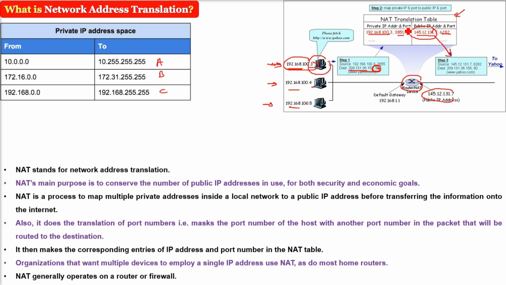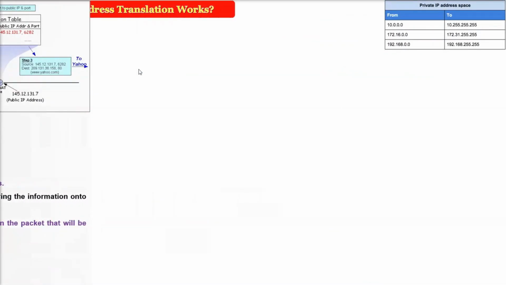So there are two things. One is the IP changing from private to public. Also the port number will be masked; it will be given a different one. Alright. But when the packet comes back, it will come to the router. And now the router will see the translation table, and depending upon the translation table entry, it will send it to the proper host.